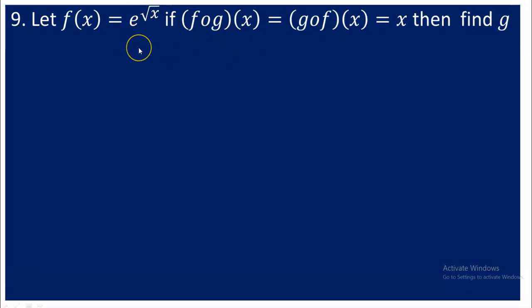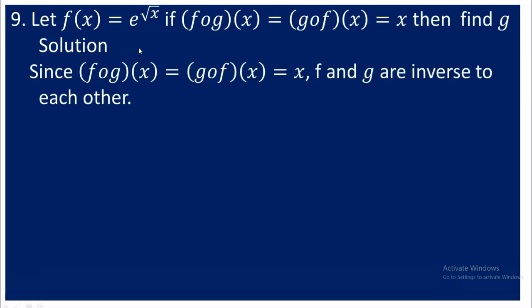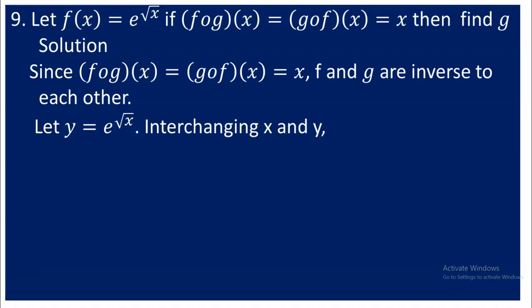So now let's find the inverse of this one. The solution runs like this. Fog of x is the same as gof of x. Here f and g are inverse to each other. So if f and g are inverse to each other, we are indirectly to find the inverse of the given function f. So let me take f of x to be y now. If you take f of x to be y, y is equal to e to the power of radical x. Now interchanging x and y, look, what's going to come here is x equals e to the power of radical y.